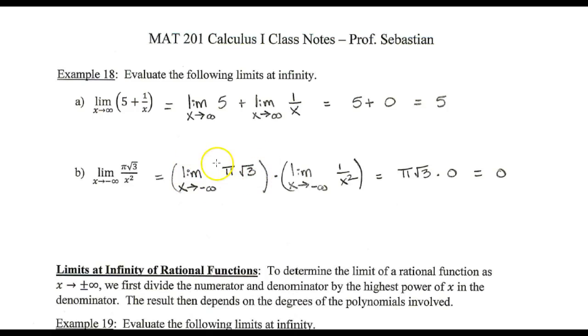So the limit of a constant stays a constant. So that stays pi times the square root of 3. And again, as x gets bigger and bigger, now bigger negative, so minus a million, minus a billion, minus 10 trillion, minus infinity, 1 over x squared gets smaller and smaller, and this x squared stays positive. It really doesn't matter, but 1 over a gigantic number, whether it's negative or positive, would get closer and closer to 0. So pi times the square root of 3 for the first limit times 0 is equal to 0.